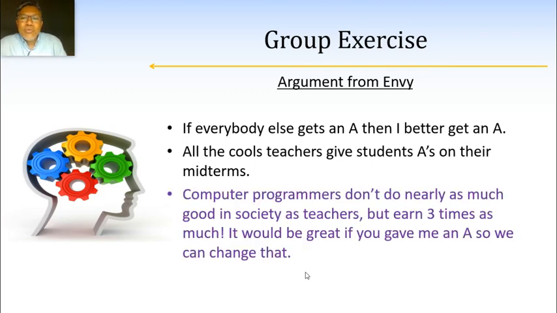"Computer programmers don't do nearly as much good in society as teachers, but earn 3 times as much. It would be great if you gave me an A so we can change that." Here we have an appropriate argument from envy. The speaker is trying to elicit envy of computer programmers. If you're able to elicit that sense of envy, then you can have them be more on your side, and you have a better chance of convincing them to give you the A.